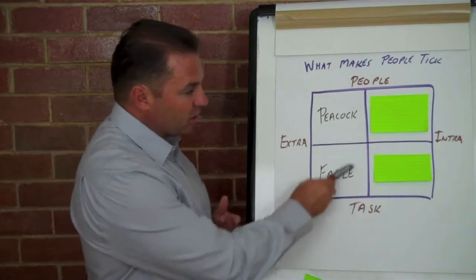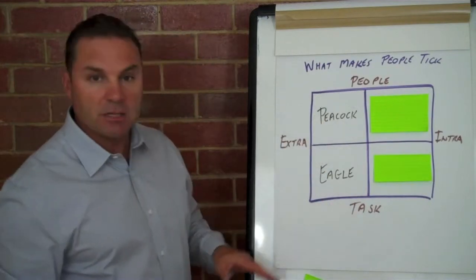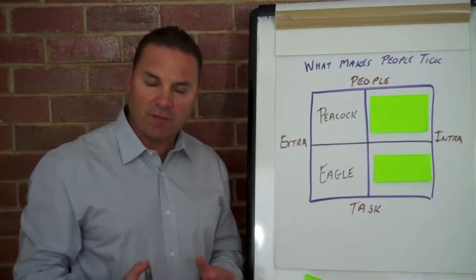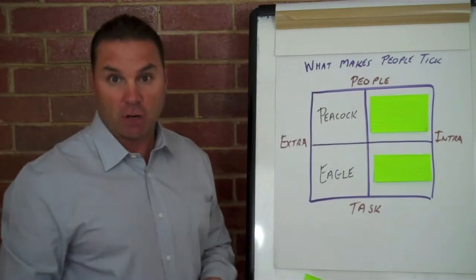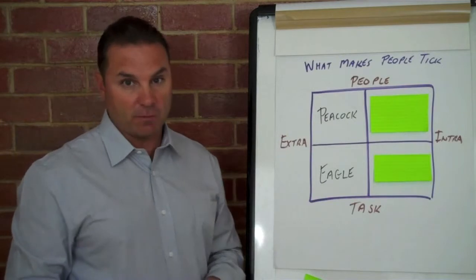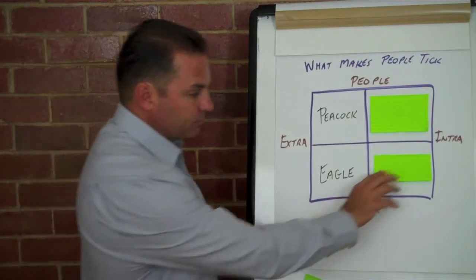And again, it's not that they don't like people, but it is about getting the task done. So if they are forced to make a choice between keeping people happy and getting the job done and winning, they'll choose getting the job done and winning any day of the week.